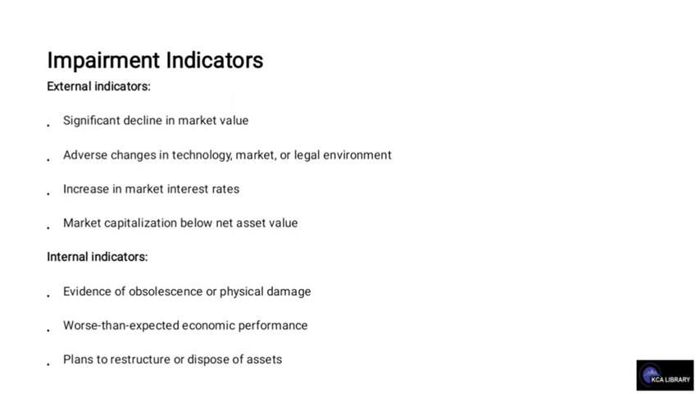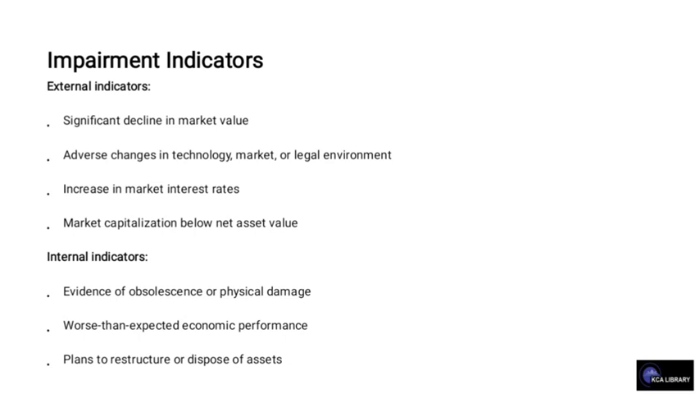Let's look at the impairment indicators. We have the external and the internal indicators. For the external indicators, it's when a significant decline in market value happens, also adverse changes in technology, market and legal environment, increase in market interest rates, and lastly, market capitalization below net asset value. These are the external indicators of impairment.